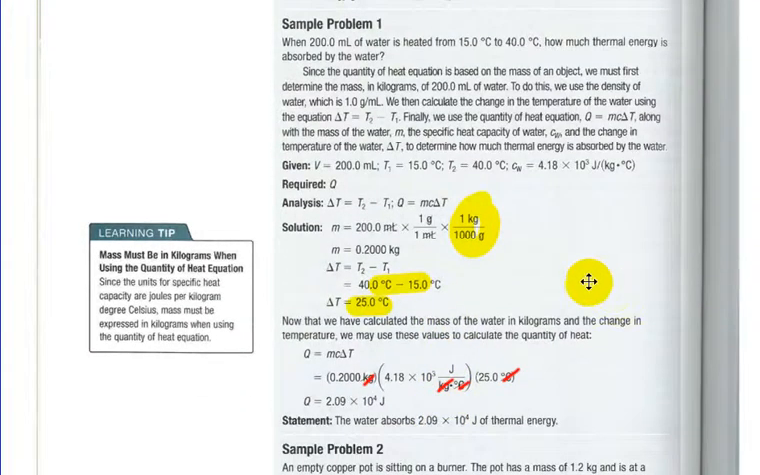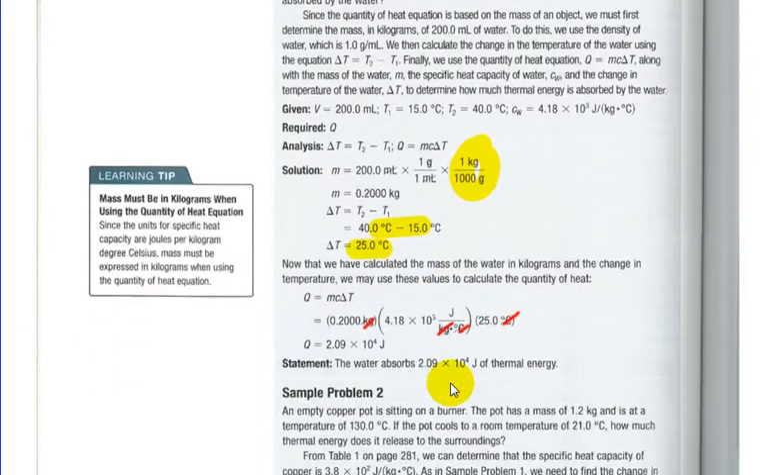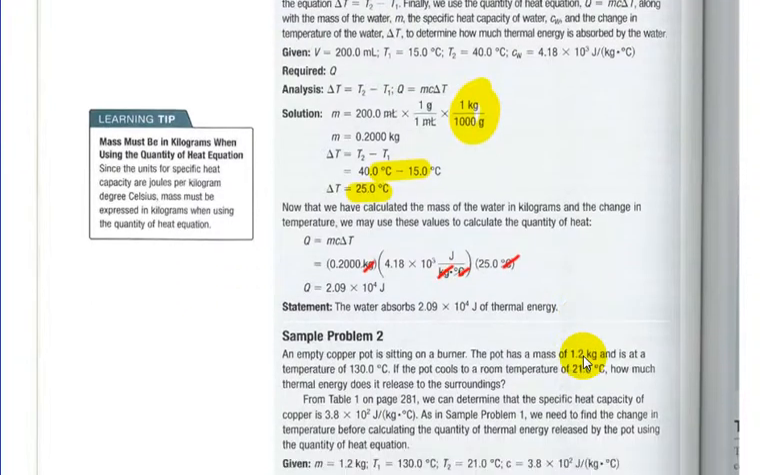Then plugging that into the formula, mc delta T: mass times the specific heat capacity of water, which is 4.18 times 10 to the 3 joules per kilogram degree C, times my temperature change of 25 degrees C. You can see here the kilograms cancel, degrees C cancel, and we're left with joules. So the water must have absorbed 2.09 times 10 to the 4 joules.